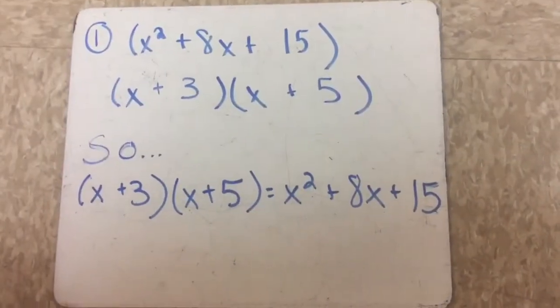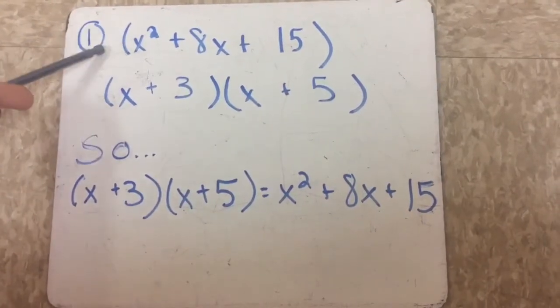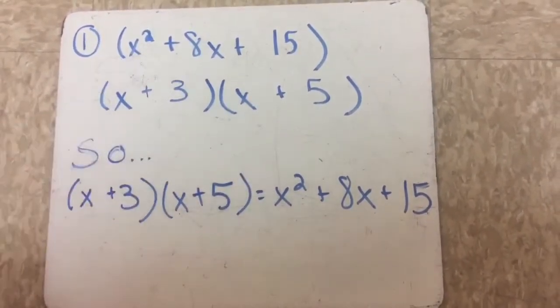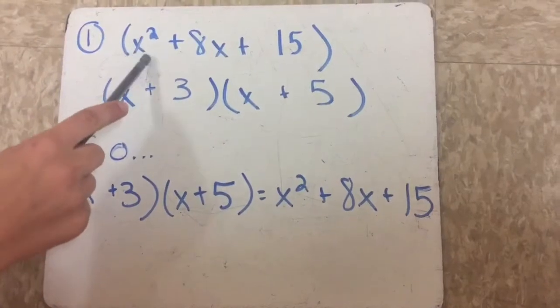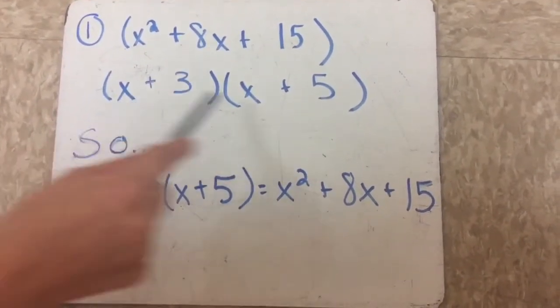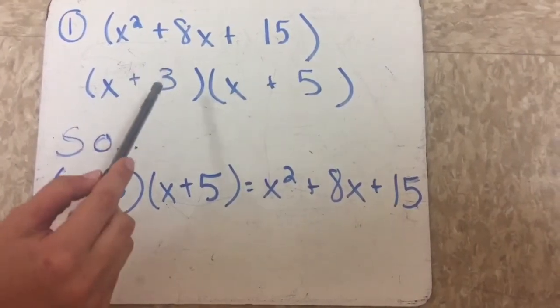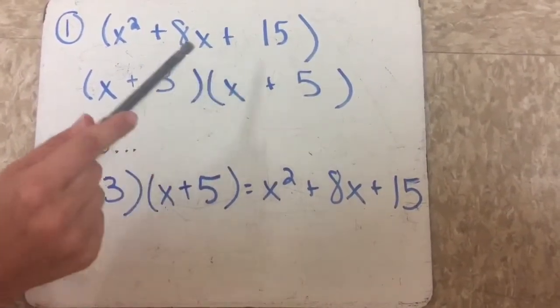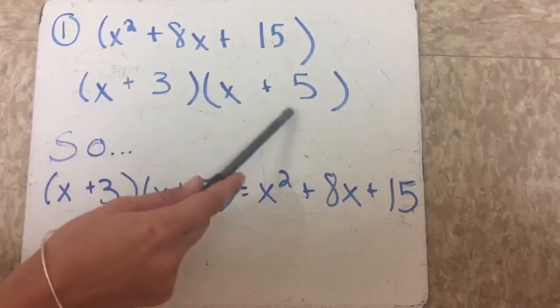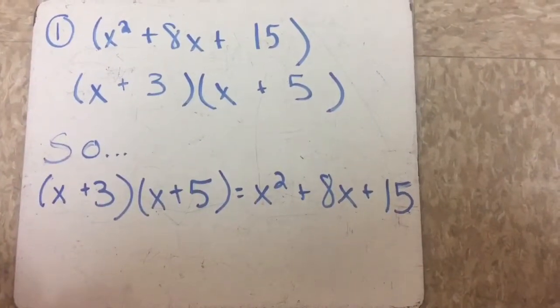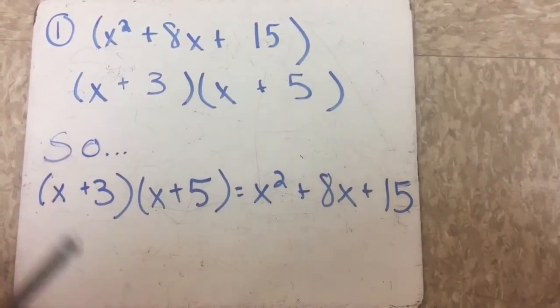To reverse FOIL this equation, you need to start by breaking the trinomial into two binomials. First, you want to get x alone in x times x equals x squared. Then, to get the constants, you need a number that's going to multiply to 15 and add to 8, so it's 3 and 5, because 3 plus 5 equals 8, and 3 times 5 equals 15.